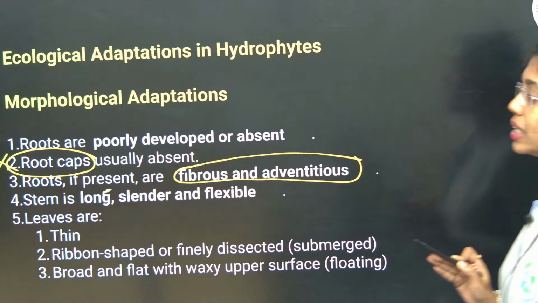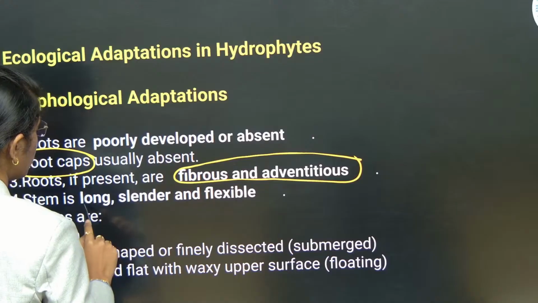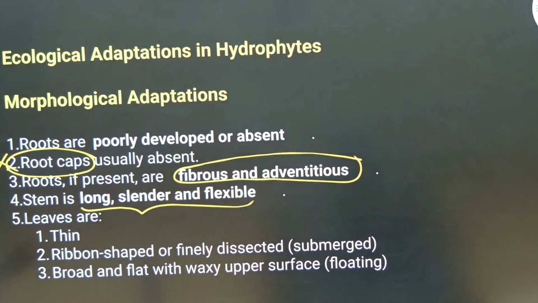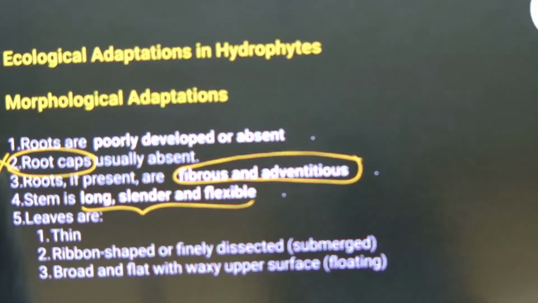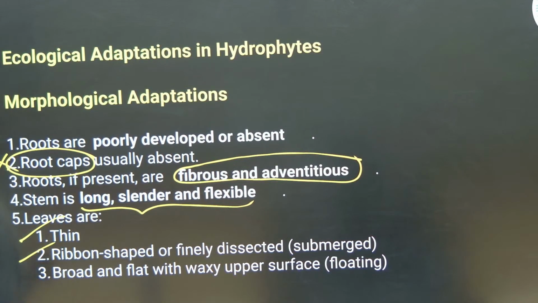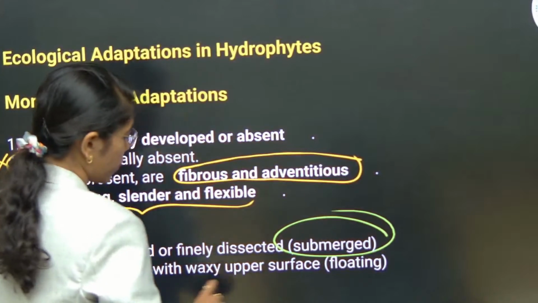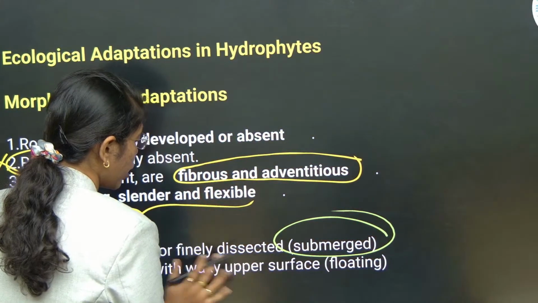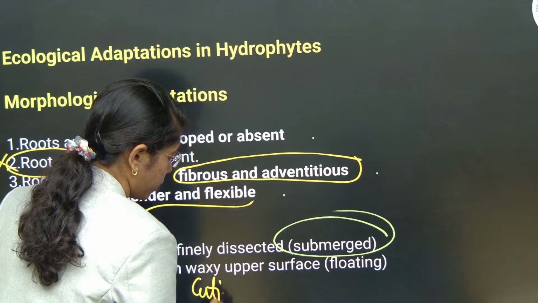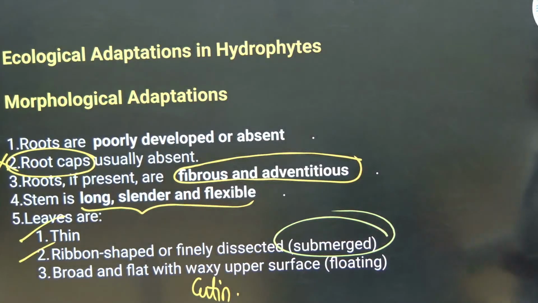And then the stem is long, slender and flexible, especially in submerged floating hydrophytes. If you see the leaves, submerged leaves are thin, ribbon shaped and finely dissected, while floating leaves are broad and flat with a waxy upper surface coated by cutin. So these are the morphological adaptations of root, stem and leaves.